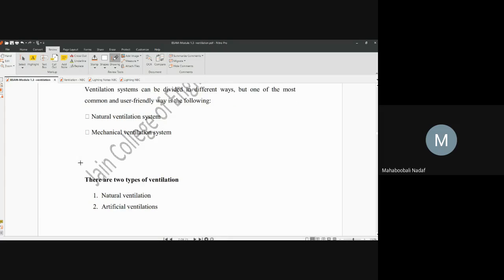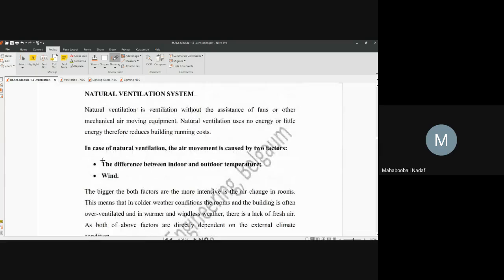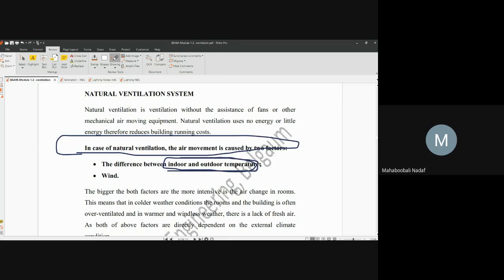So here we have seen two types of ventilation: natural and artificial. Artificial is nothing but mechanical ventilation. Natural ventilation generally takes place due to the temperature difference between indoor and outdoor. The second thing is wind, which makes air get inside and take it outside. Two things: one is temperature control, second is wind control. Is that okay?